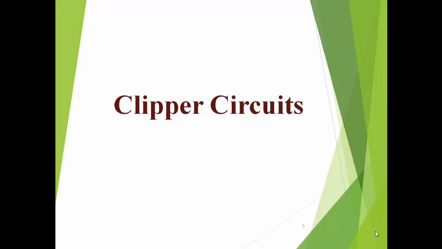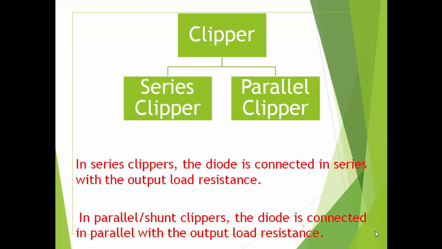Today we are going to discuss clipper circuits. There are two types of clipper circuits. First one is series clipper, second one is parallel clipper. In series clipper, diode is in series with the load resistance. That circuit is called series clipper circuit. If diode is in parallel with the load, then we say this circuit is parallel clipper.